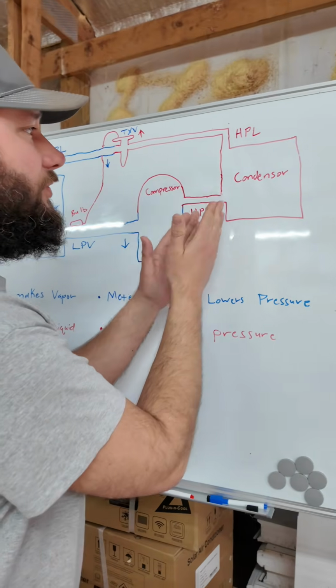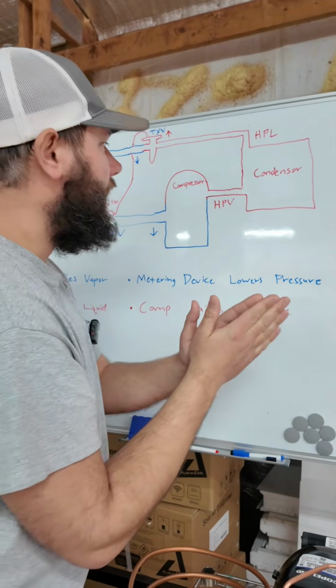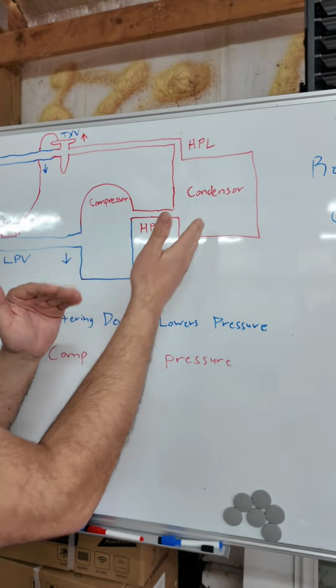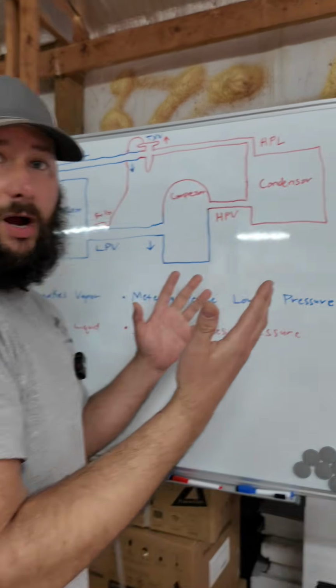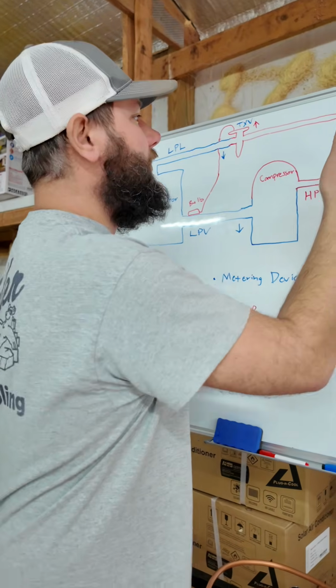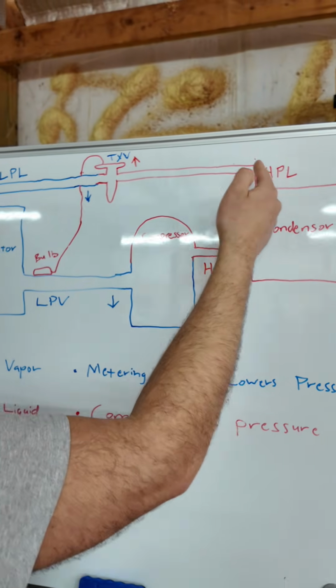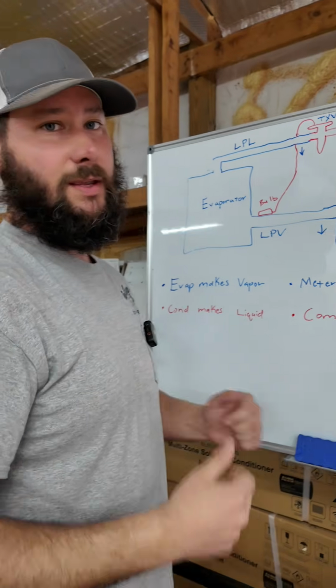That vapor now enters the condenser. What does the condenser do? It makes a liquid. So it may be 170 going in, but it's probably dropped going out. So it's 110 or 100. So now we've got a liquid, right? Vapor goes in, liquid goes out. Then we go to the TXV.